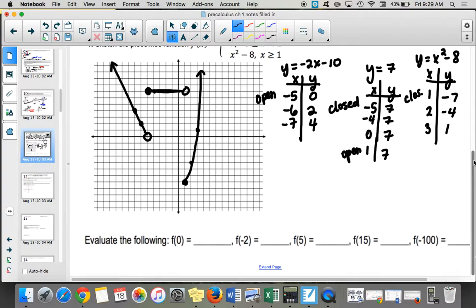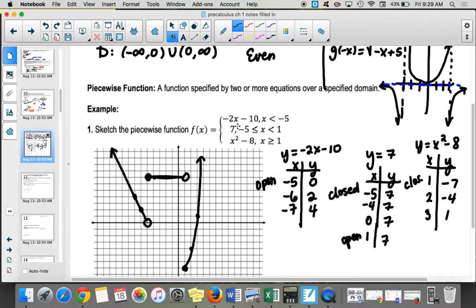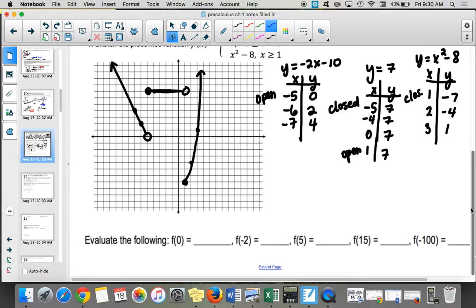All right, so evaluate the following. So if I'm finding f of 0, f of negative 2, f of 5, really I'm worried about where it is in this domain. Okay, so where is 0 in this domain? Is it smaller than negative 5? No. Is it between negative 5 and 1? Yeah. So if I'm finding f of 0, I'm using the middle part of the function. So that was the one that was y equals 7. So if I plug in 0, I get 7.